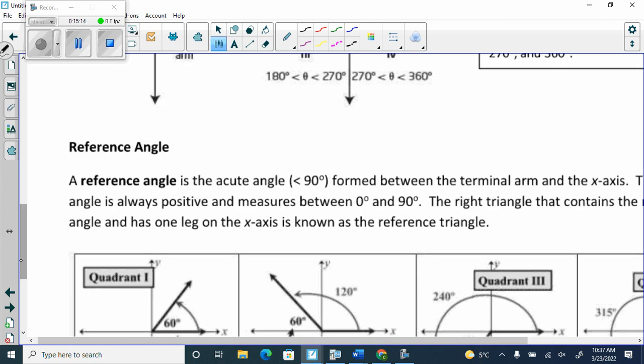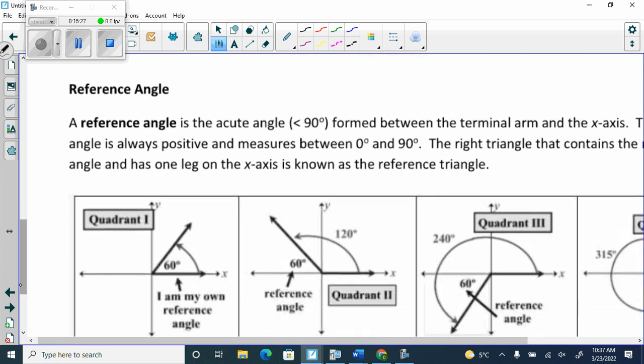Okay? I have to get you guys to know what a reference angle is. It's very, very, very important. And I think it's easy. Some people struggle. We're going to go through and we're going to make sure we know how to do it. Okay? So a reference angle is a cute little angle. It's acute. It's less than 90.